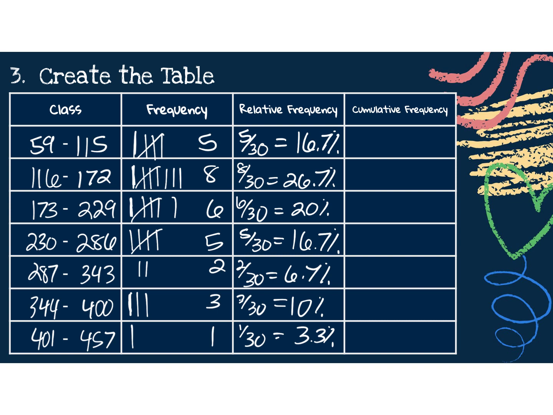Our cumulative frequency, again for our first class, its frequency is 5 and there's nothing before it. For 116 through 172, 8 and 5 make 13. Then we'll have 19, 24, 26, 29, and 30.